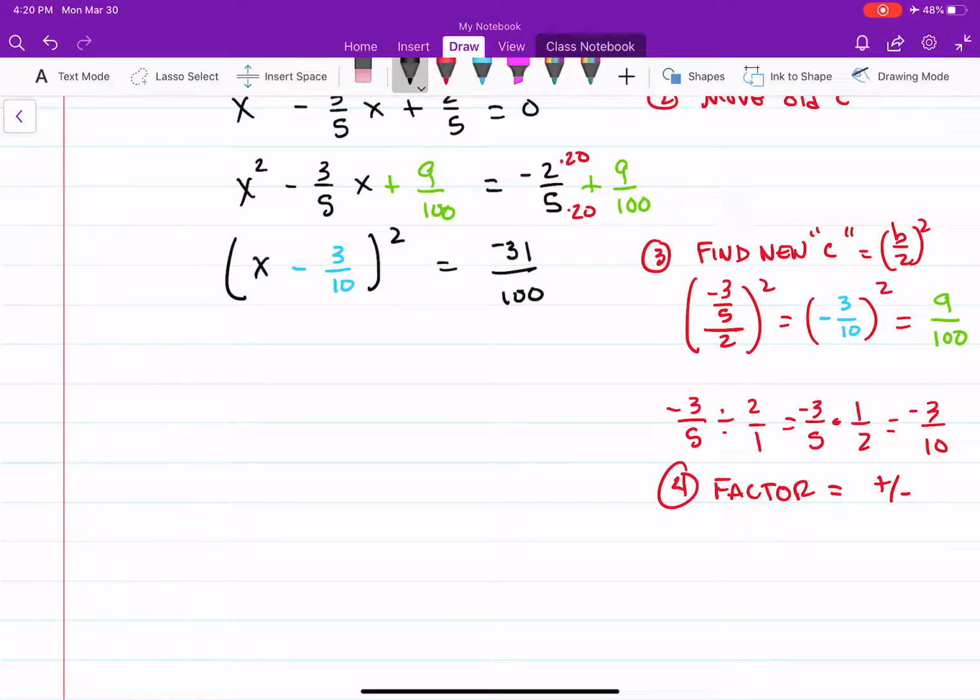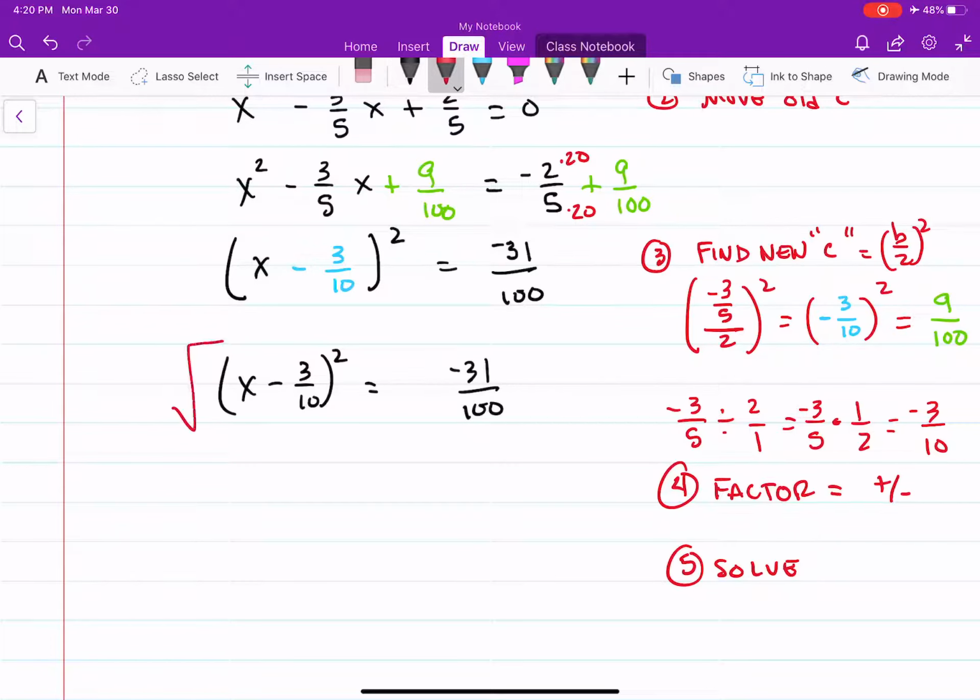So step 5 is to solve. So I need to go (x minus 3 over 10) squared is equal to negative 31 over 100.